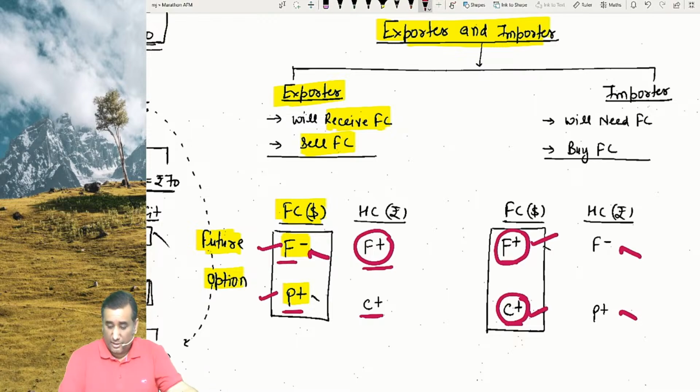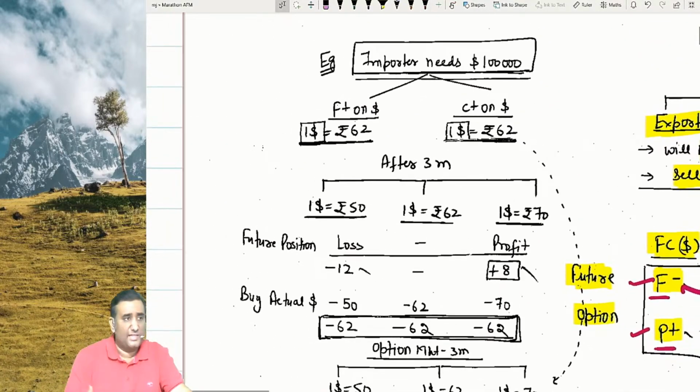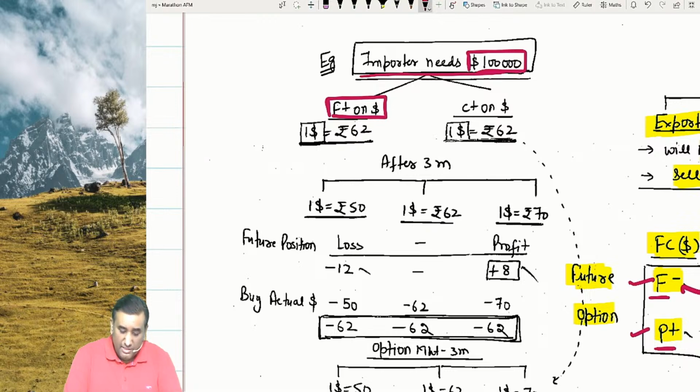That's fine. Now let me go back to some simple examples to show you how exactly hedging is done. I've taken a very short example. The importer needs, let's suppose, 1 lakh dollars. He went to the future market, F plus on dollar, because he wanted to buy dollars, and the contract on dollars is available at 62. Since the contract is available, he would have done what? F plus on the dollar. After 3 months, the rate became either 50, 52 or 70.